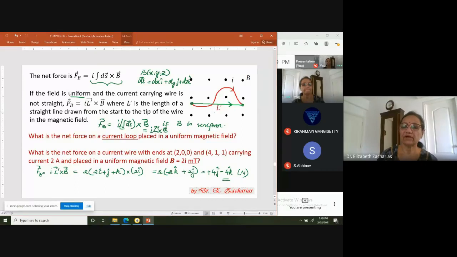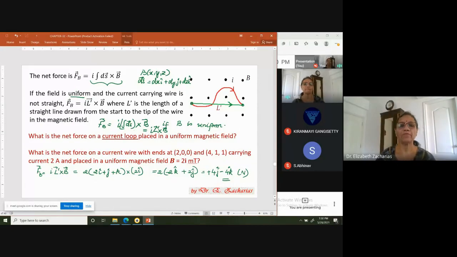Are you getting this point, guys? If you do an integration of ds, if I take a small element like this and do an integration, what I effectively will get is a straight line whose magnitude is the length from the starting to the ending point, and the direction is as given here. So let's call it a different vector, L prime. So it is I L prime cross B.